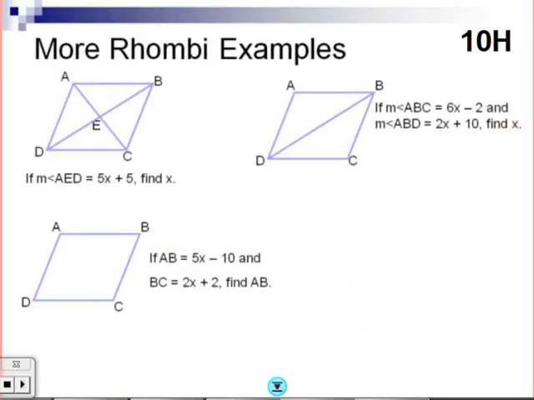More rhombus examples. If AED is 5x plus 5, that's this angle right here. Well, we know that's right. So 5x plus 5 equals 90. So 5x equals 85. So x equals 17. Here, the measure of ABC is 6x minus 2, and that's the whole thing. And then ABD, actually, let's do this.